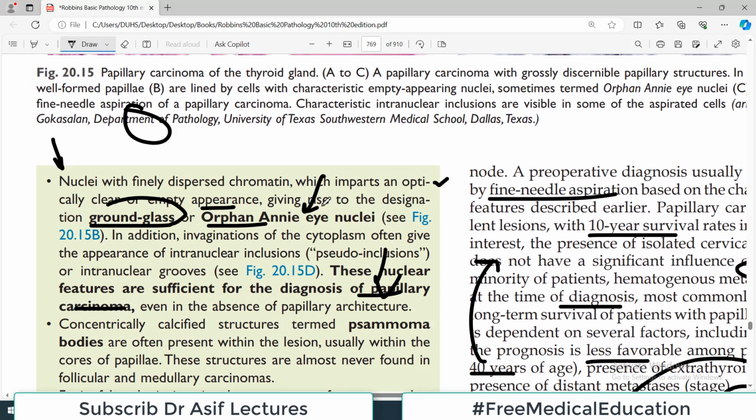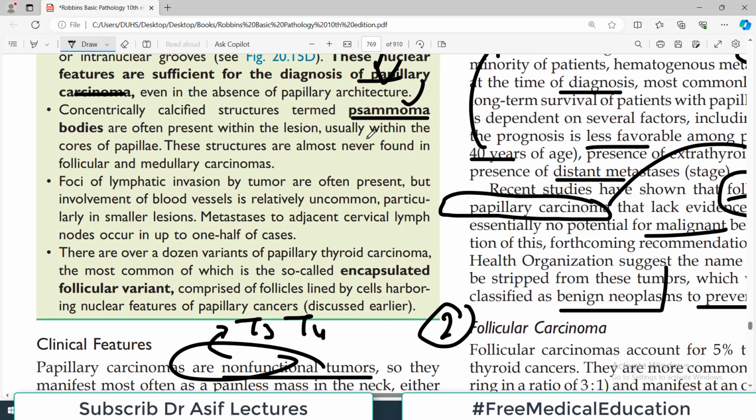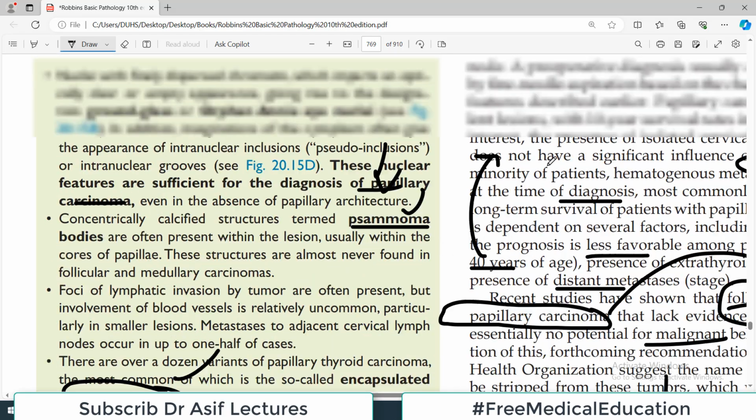If you hear this word anywhere, pick up the diagnosis. Other important things are concentrically calcified structures known as psammoma bodies, which are often also present. I will also show you on the diagram. And then there is a follicular variant which is very benign.